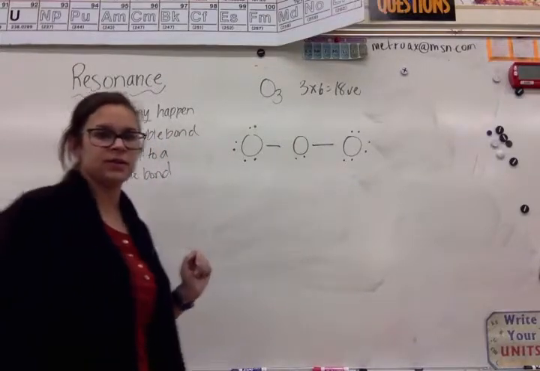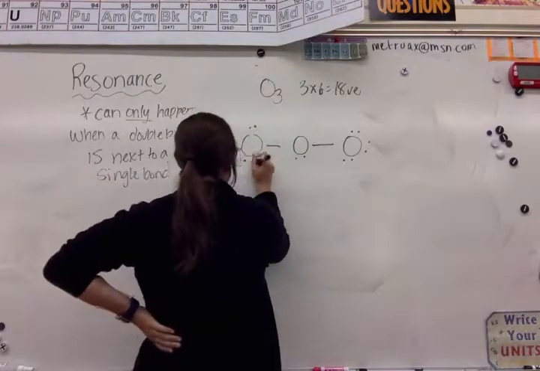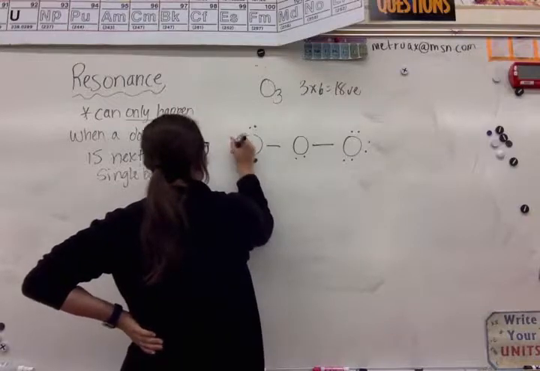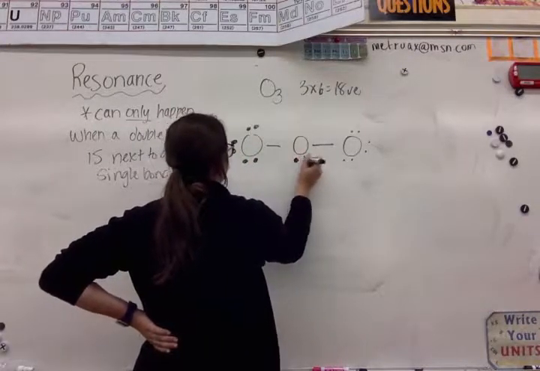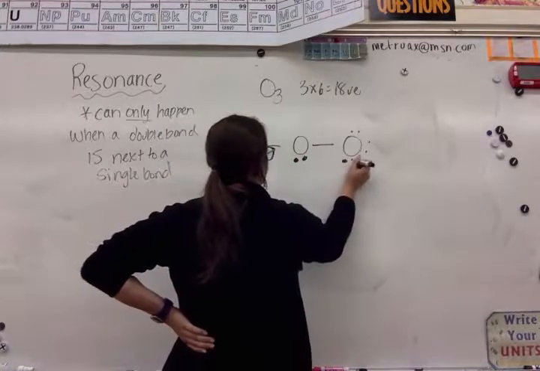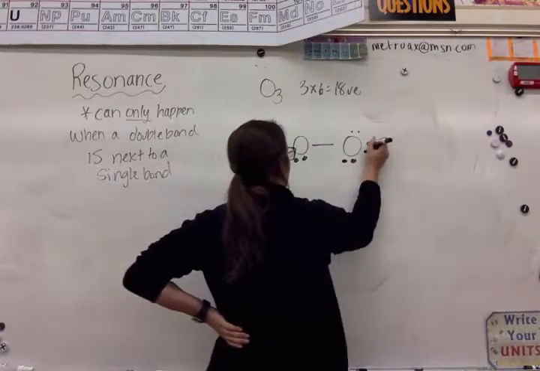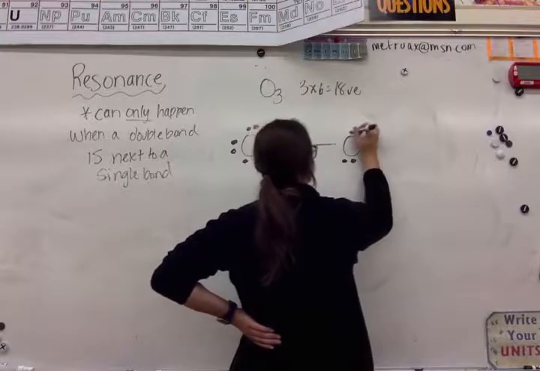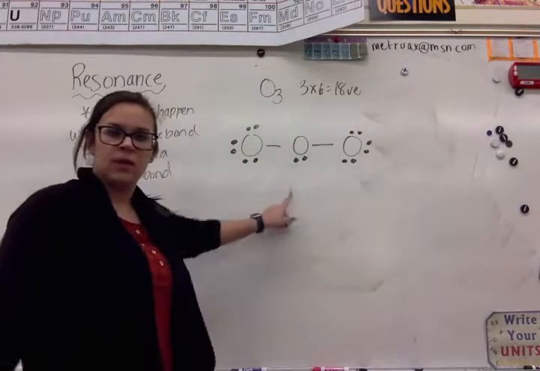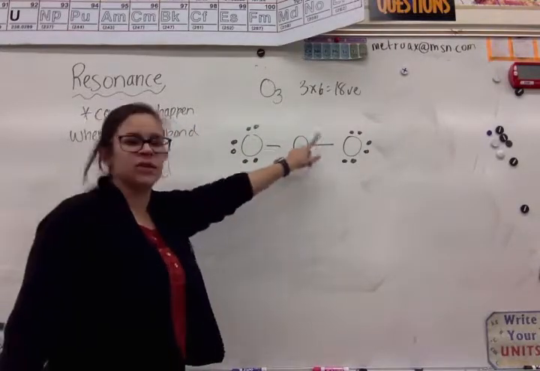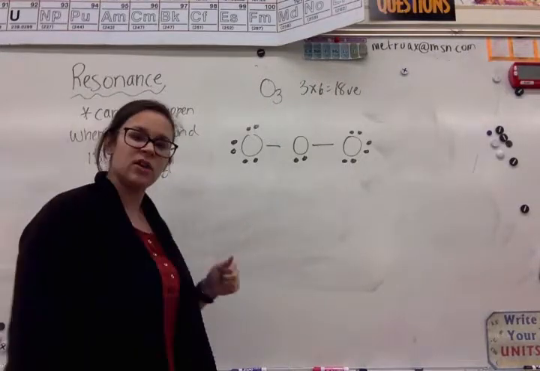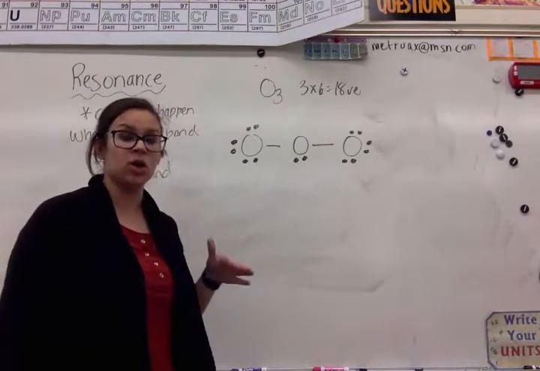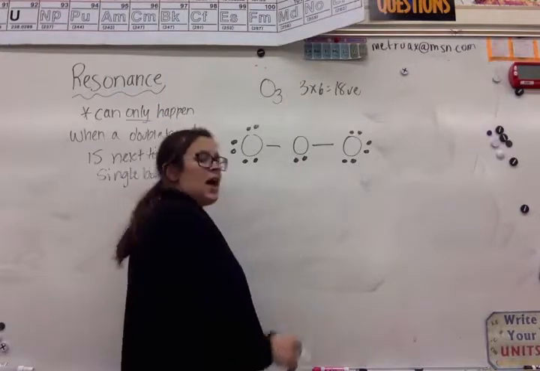Now you should notice that one of these O's is not happy. Which O is unhappy? This oxygen only has 2, 4, 6 electrons on it. That means it is not happy. We do not have enough electrons to make a single bond work. So what we're going to do is add double bonds.